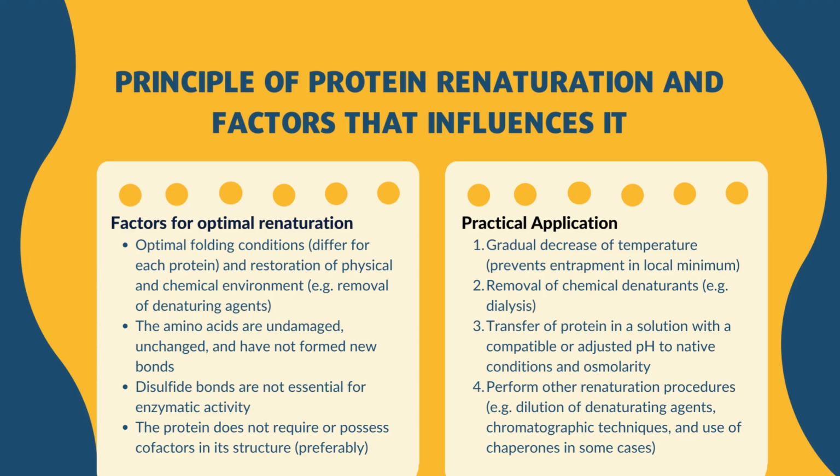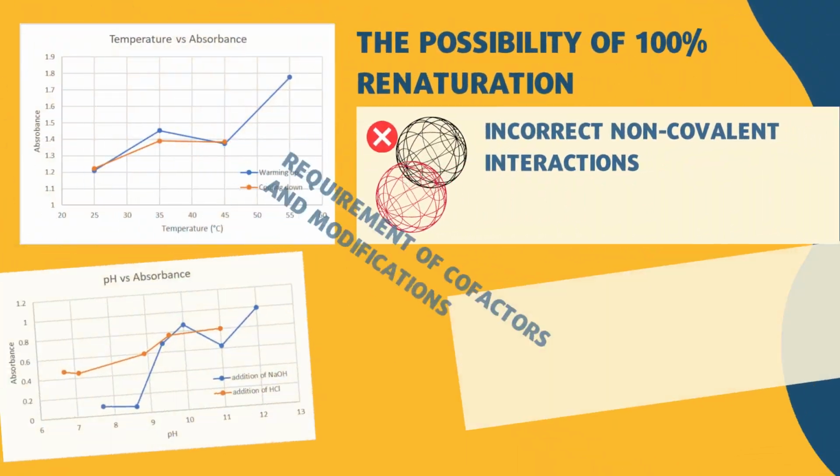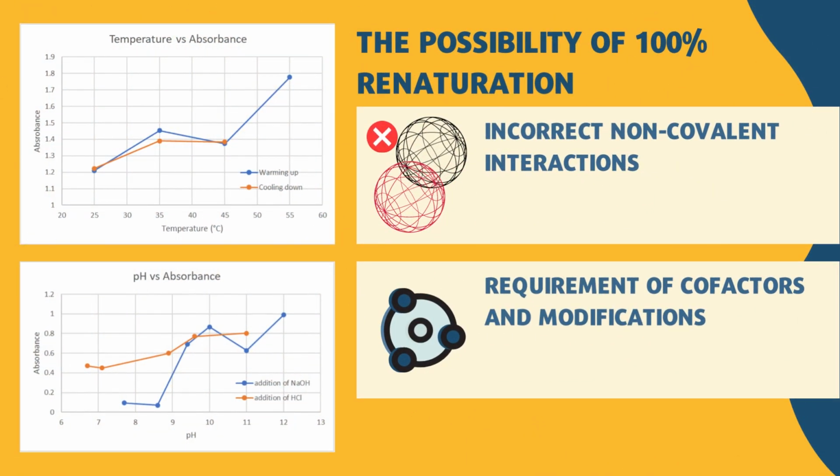Successful renaturation procedures are often indirectly determined. The plots have shown the same trend on both increasing and decreasing values, but the data points are not entirely the same. This observation indicates that not all 100% of the denatured proteins are renatured back to the native state. The differences in data in the temperature plot range from 0.01 to 0.06, whereas the differences in the pH plot could reach as large as 0.53.